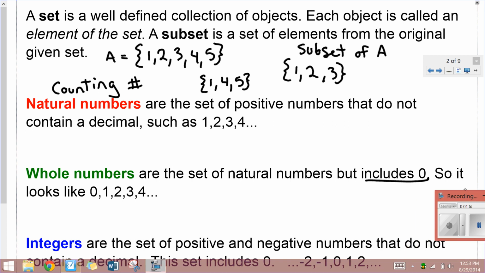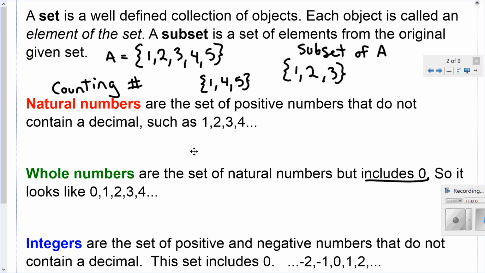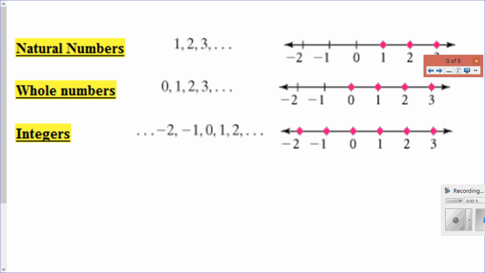And finally, integers, a set of positive and negative numbers that do not contain a decimal. These are the positive and negative counting numbers. So -2, -1, 0, 1, 2, 5, 8, 100, 137, 1,296, -13, -287. They're all integers. This is what they look like on a number line. Notice that 0 is not included with natural, but it's included with whole, and then integers have all the positive and negative counting numbers.